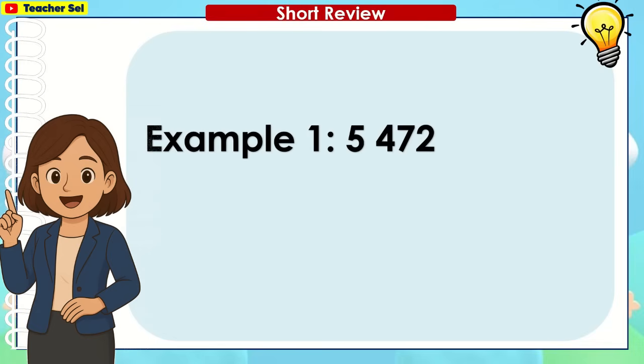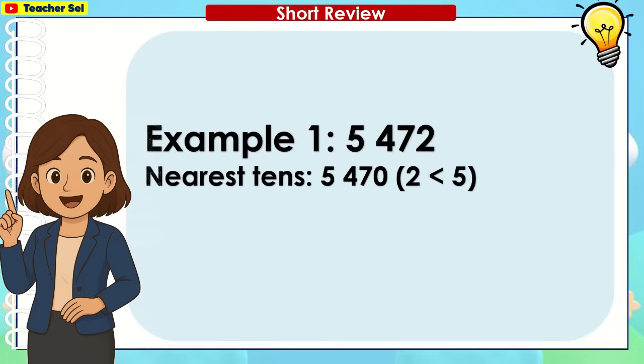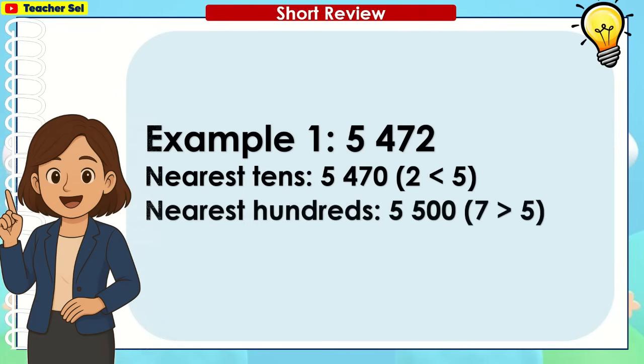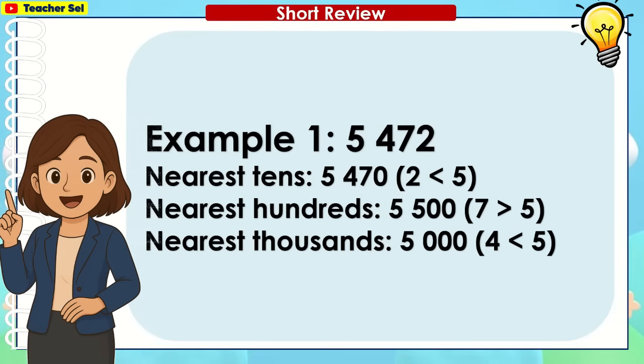Example, 5,472. For the nearest tens, it will become 5,470. Nearest hundreds, 5,500. Nearest thousands, 5,000.